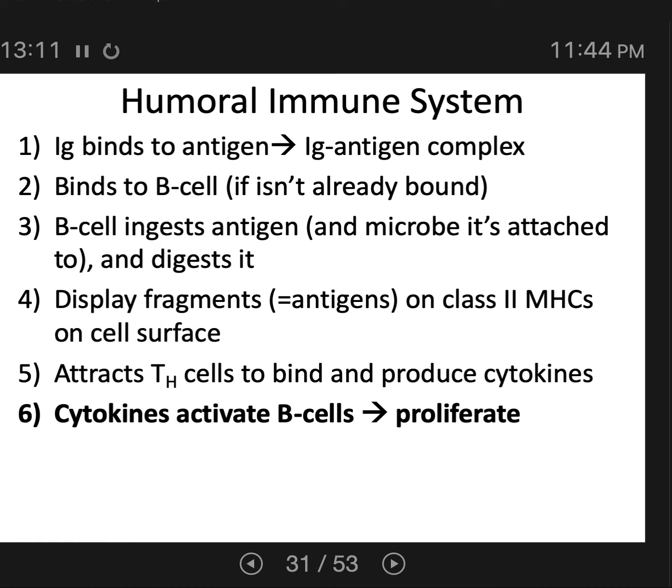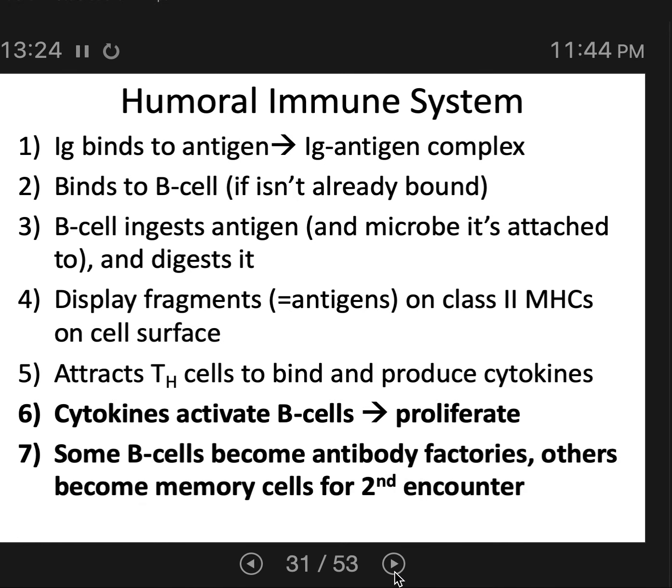So it's not just the B cell by itself that has to be activated. It has to be the B cell plus the help of the helper T cell. So the helper T cell releases cytokines that activate the B cell. Then you get that rapid proliferation of the B cell.